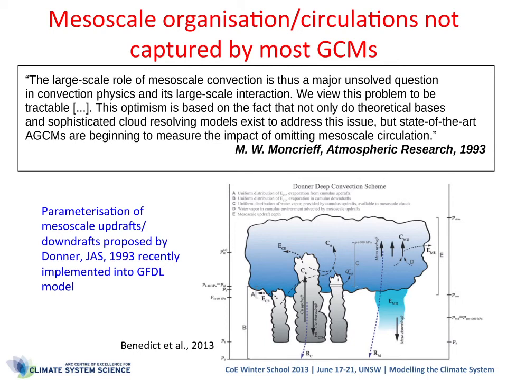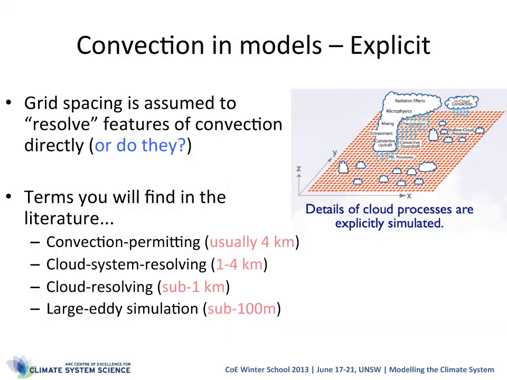So they don't resolve circulations on the order of tens of kilometers, basically. We're slowly beginning to understand the impact of omitting these mesoscale circulations, and recent parameterizations of convection have included these mesoscale updrafts and downdrafts, and have been recently implemented into the GFDL model. So we are trying to understand and incorporate these effects into these cumulus schemes.